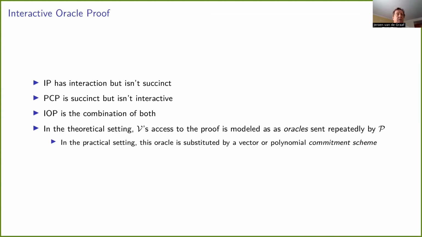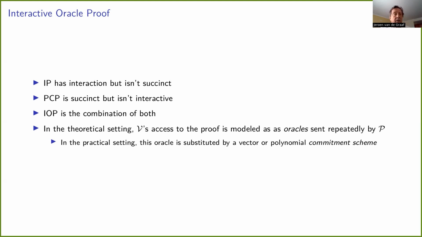Now that we have seen what an interactive proof is and what a probabilistically checkable proof is, I'm ready to explain what an interactive oracle proof is. Actually, it's the combination of both. Note that an interactive proof has interaction but isn't necessarily succinct, whereas a probabilistically checkable proof is succinct but isn't interactive. So the idea of an interactive oracle proof, an IOP, is to combine both things.